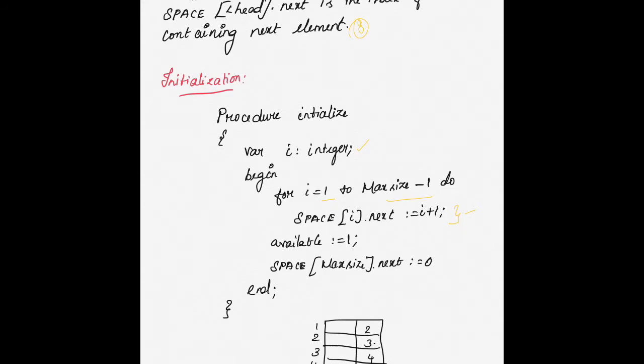For 1, the second cell is the next; for 2, 3 is the next; and for 4, 5 is the next. Likewise it goes till max size minus 1, and for the max size the next is 0, to indicate the end of the list. Initially all your array of records will be empty, so you will start the available from 1 itself.